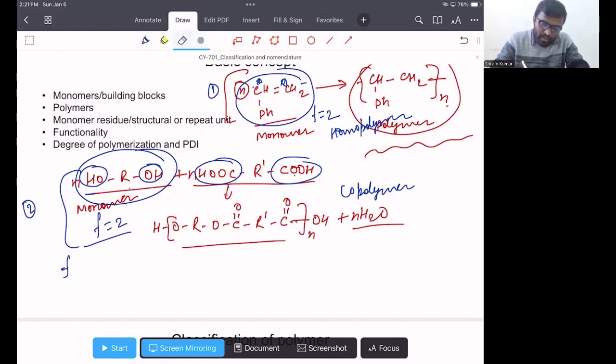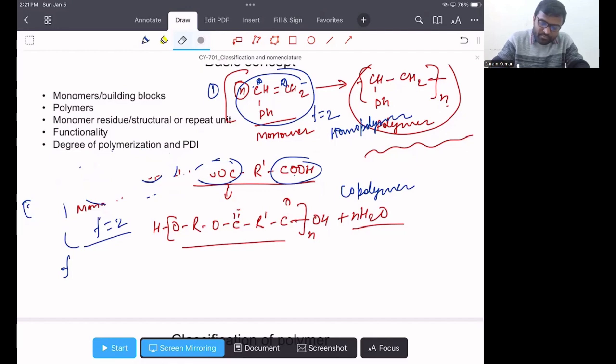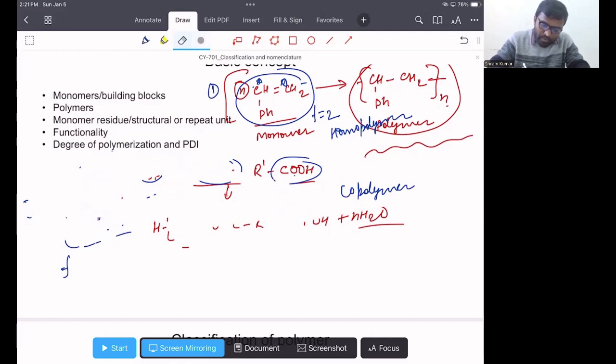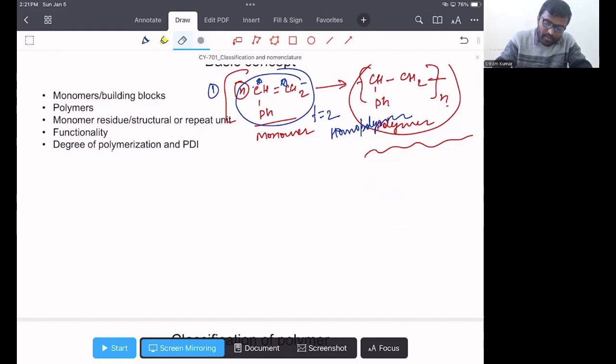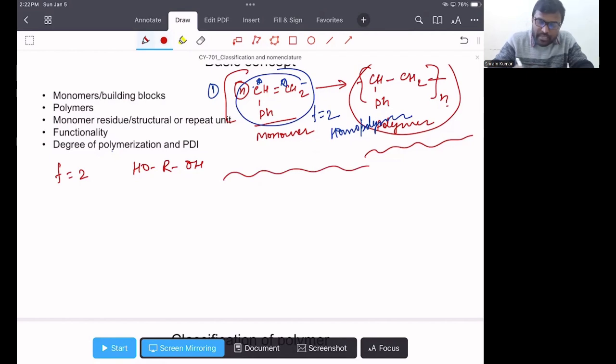Let's understand what kind of polymer chain reactions happen. Suppose you have monomers with functionality two and three, then linear, branched, or cross-linked polymer reactions can happen. For example, if f is equal to 2, for example HO-R-OH, then a linear polymer chain forms.